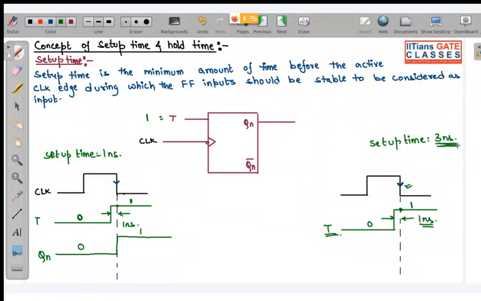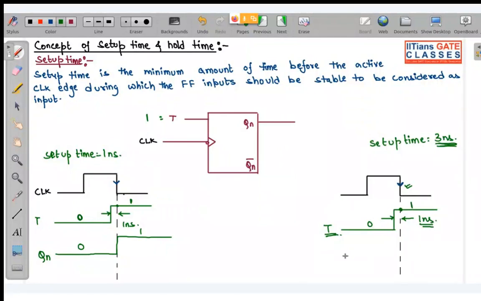Why? Because setup time is 3 nanosecond. So the minimum amount of time that is required before the active clock edge for an input to be considered as valid is 3 nanosecond. But here it is less than 3 nanosecond. So your flip-flop is going to consider this as 0.